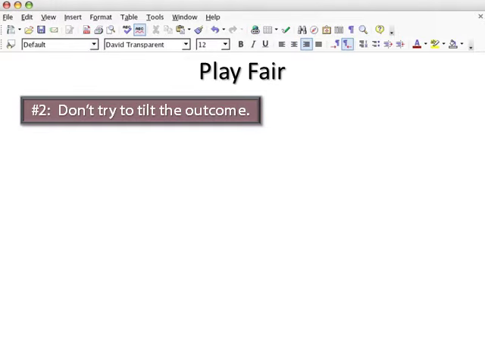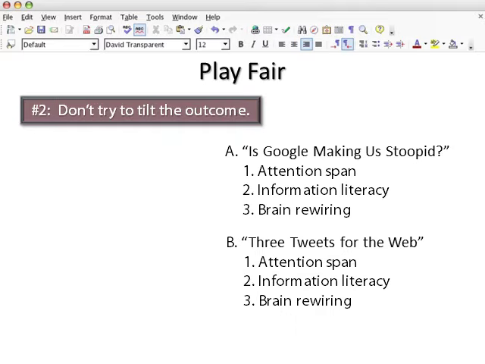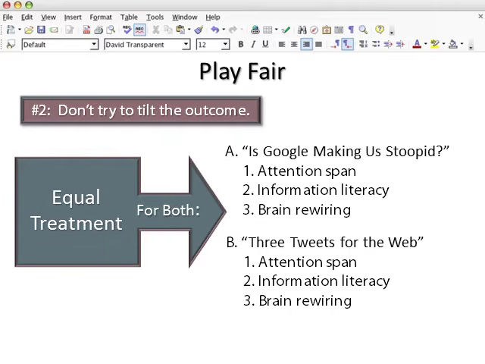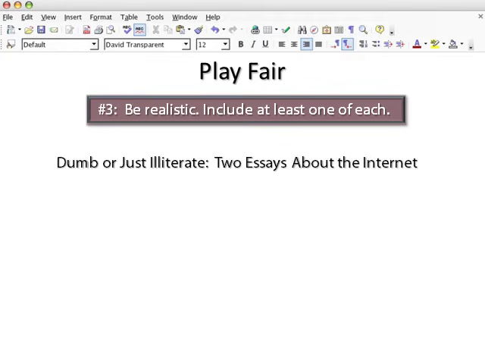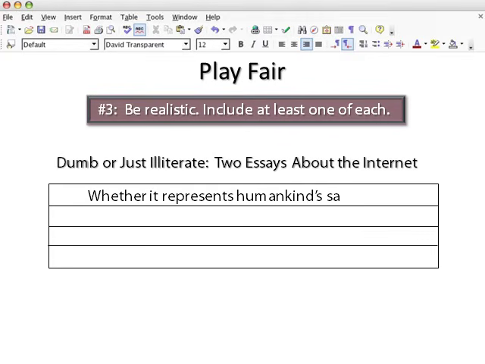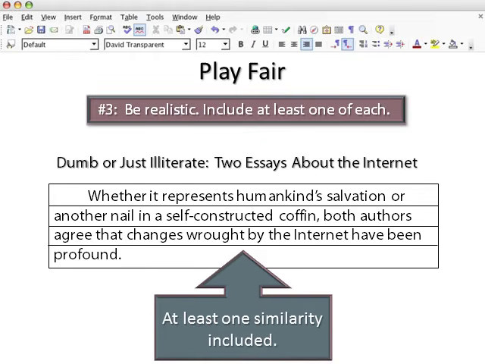Rule number 2. Don't try to tilt the outcome. It's fine to have a preference, but it's not fine to omit or puff up information. Conduct the comparison in a balanced, objective manner, and let the facts speak for themselves. Rule number 3. Recognize that any comparison will produce both similarities and differences. What you write should reflect, to some extent, this reality. So, for example, if your paper will focus mainly on the differences between the two essays, you could perhaps begin by first pointing to a similarity between the two.